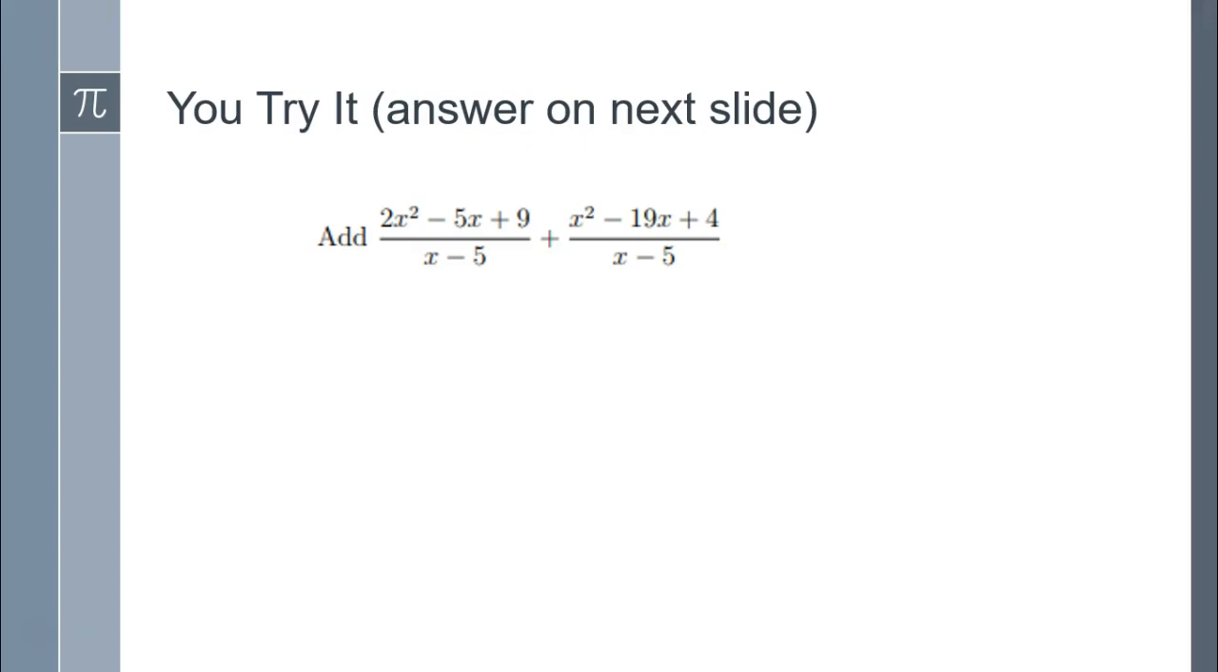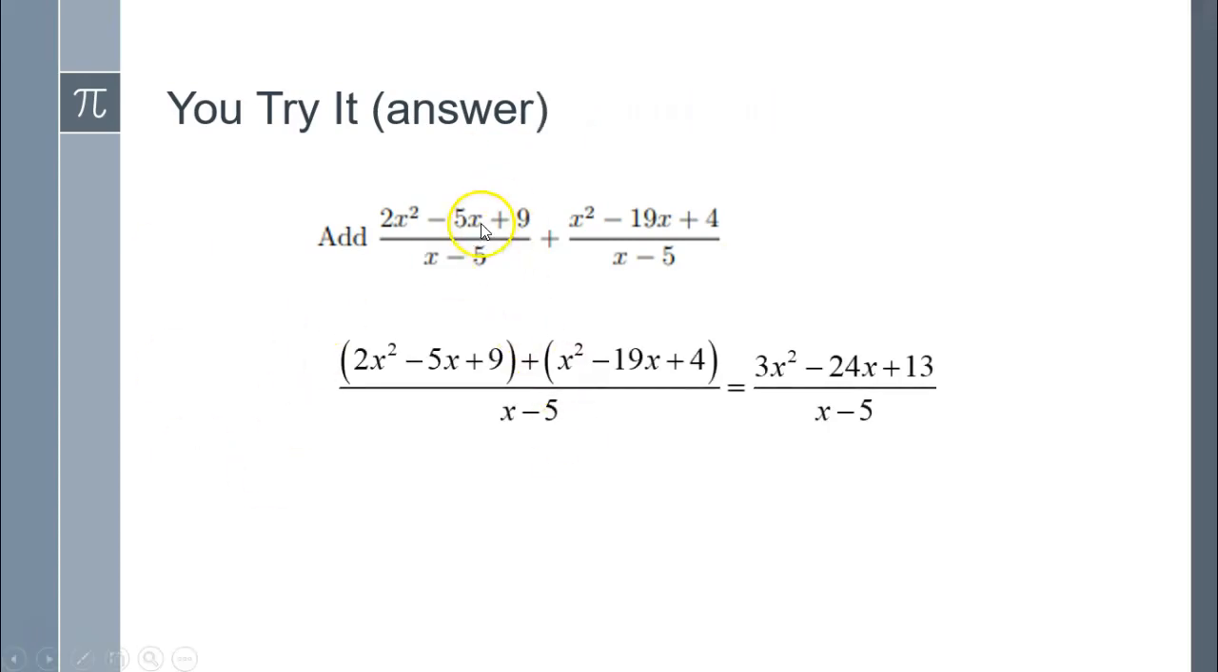Okay, you're back. I'm trusting you tried it. If you're just flying through this, it's not going to be as helpful. So this addition problem simply becomes addition of the numerators, because the denominators are already like. I do 2x squared plus x squared, and I get 3x squared. Negative 5x minus 19x is negative 24x. 9 plus 4 is 13. So I get 3x squared minus 24x plus 13, which does not seem to factor.